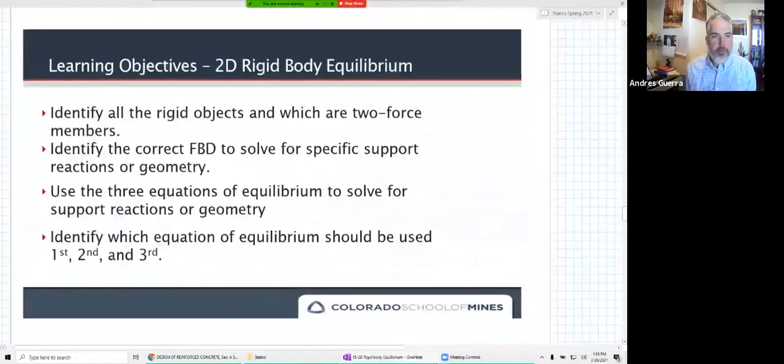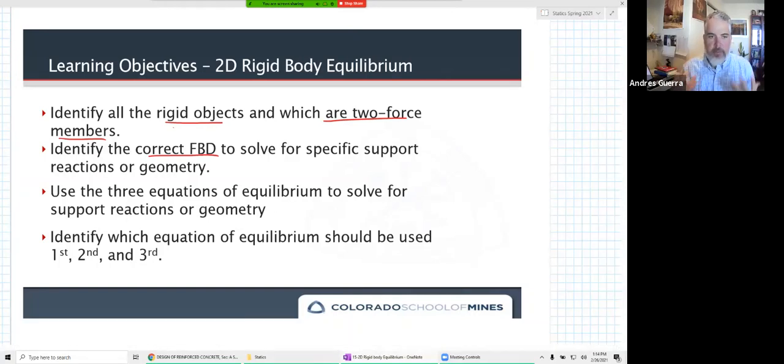So our learning objectives are to identify all the rigid objects and which are 2 force members. That's really important, and we'll continue talking about the 2 force versus the multi-force stuff. Then once we can identify all the rigid objects, that basically provides our list of options for free body diagrams. We can then take those options and pick the correct FBD to solve for specific support reactions or geometry.